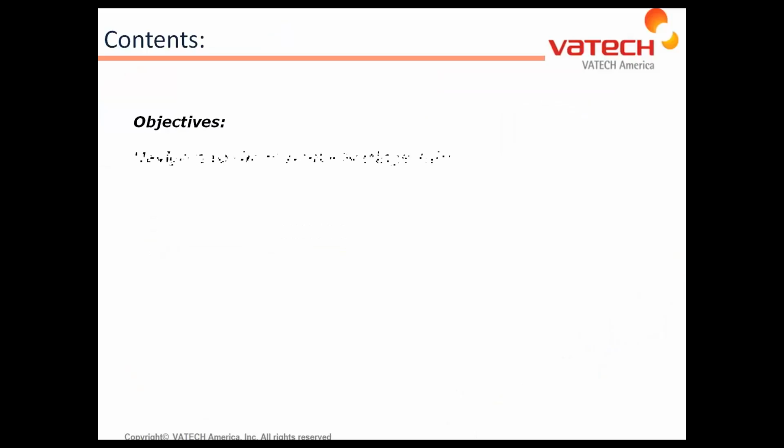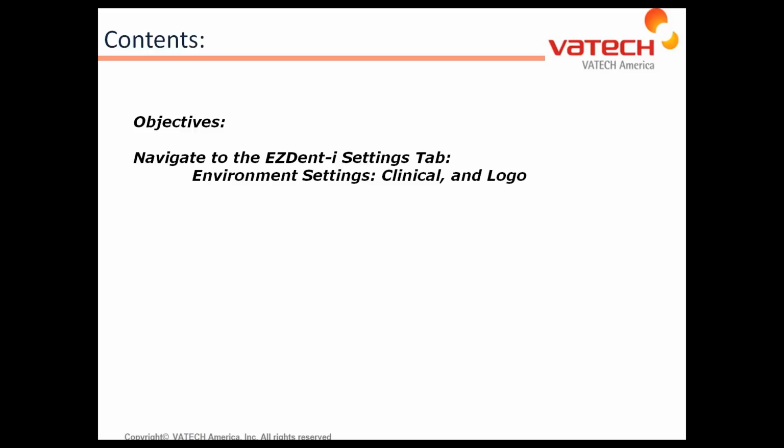The objectives of this session will be to navigate to the EZDent I Settings tab to configure the environmental settings, including clinical information such as office address and logo, as well as report settings for annotations, lines, as well as default text.